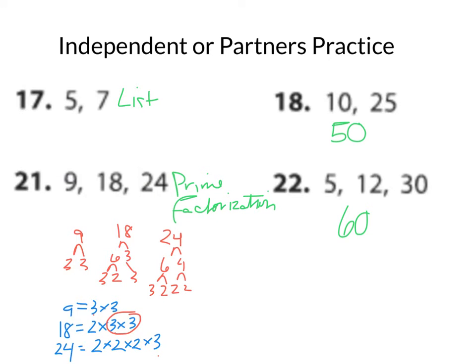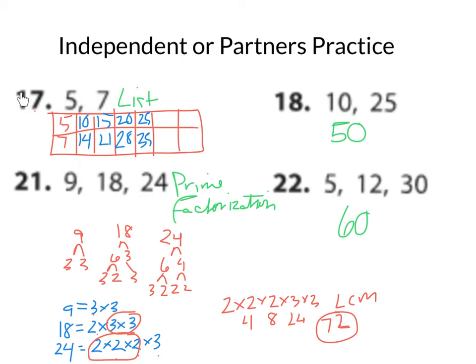It doesn't matter which list I circle from, the 9 or the 18. And then 24 has 1, 2, 3 2's, and this one has 1. So I'm going to circle these 3 2's. So that's the most that they appear. So therefore, if I take 2 times 2 times 2 times 3 times 3, I should get my LCM. 2 times 2 is 4, times 2 that's 8, times 3 that's 24, 24 times 3, 72. The LCM of 24, 18, and 9 is 72.